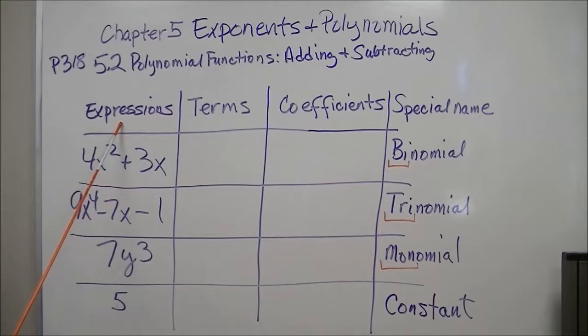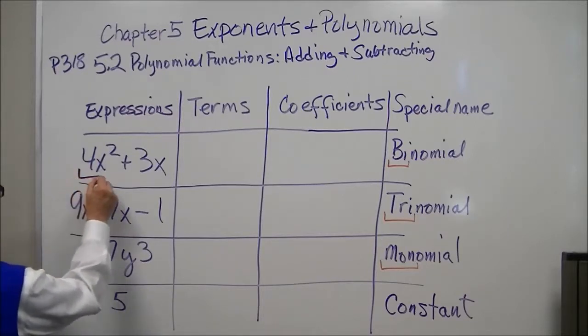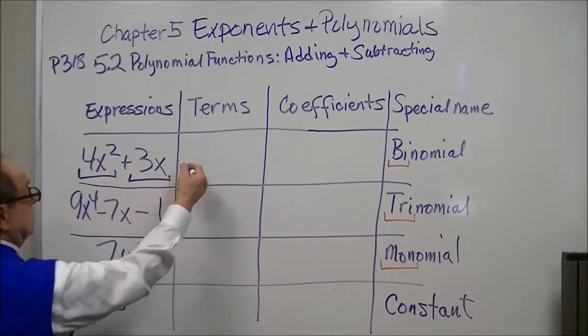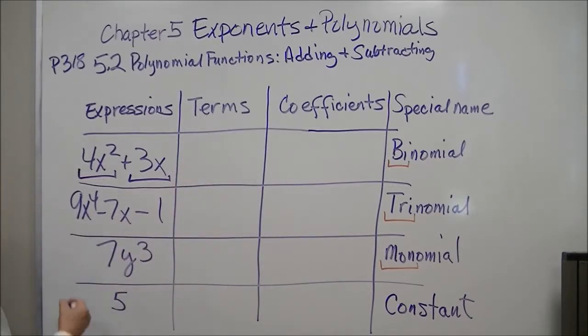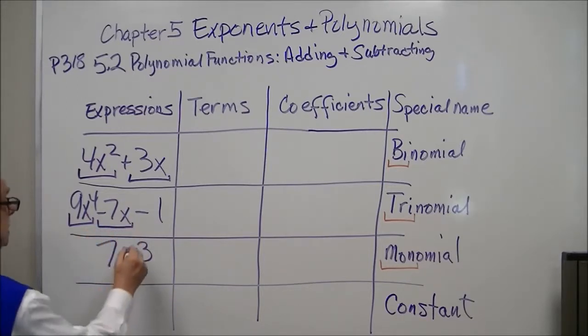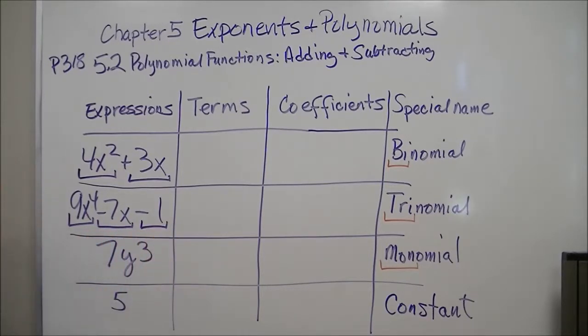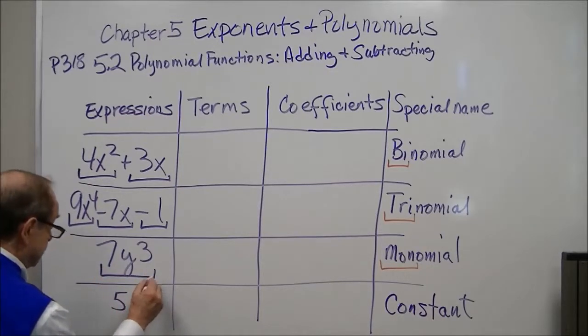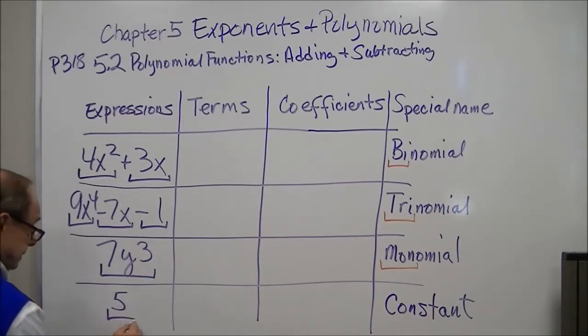Now, what's an expression in algebra? By definition, an expression are those items separated by a plus and minus sign. And these items then are called terms. So this is a term, and this is a term. That would go in that column. This is a term, along with the negative sign, that is a term. And this is a term. And this is just a term, and this is just a number.